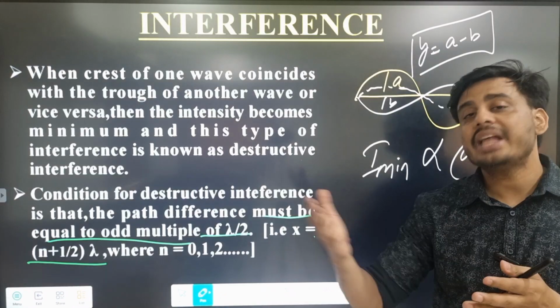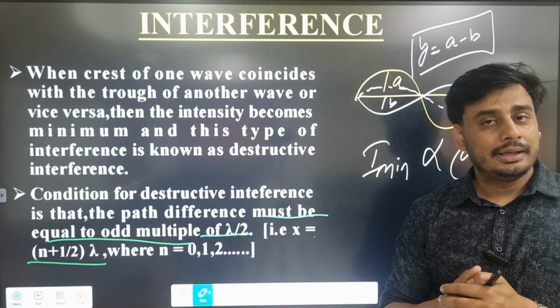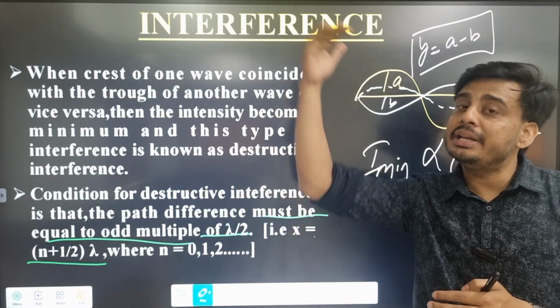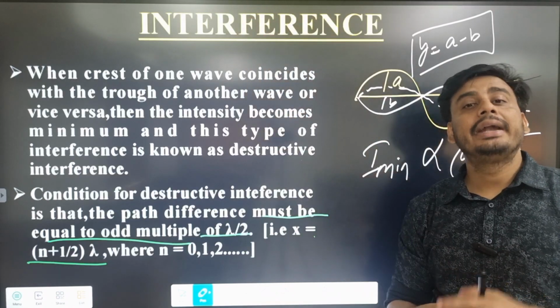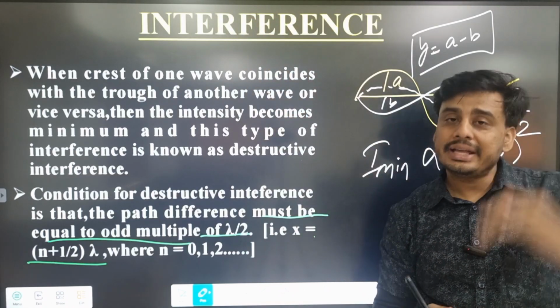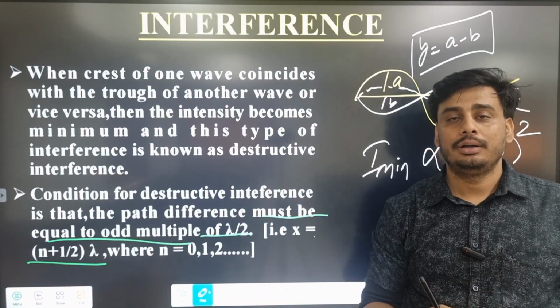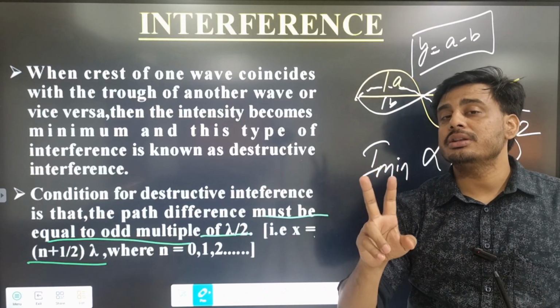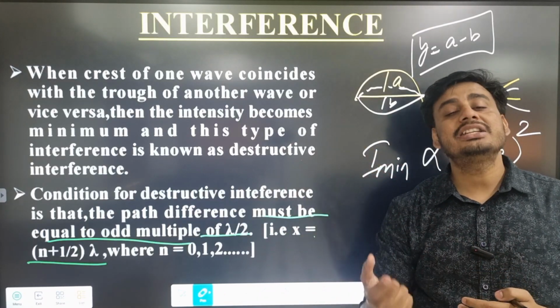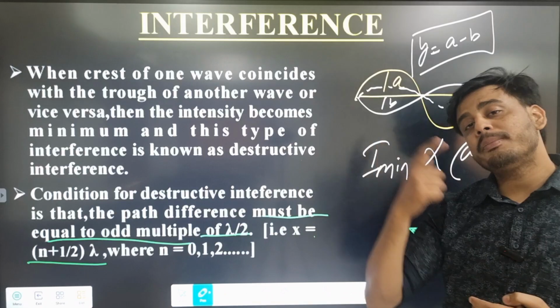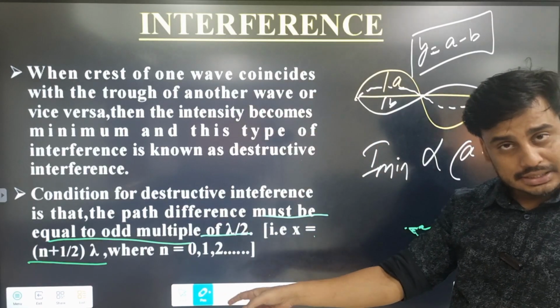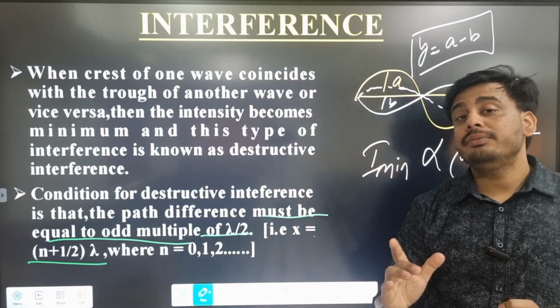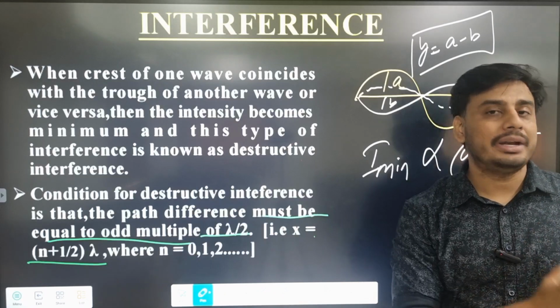And we know that intensity is directly proportional to amplitude square. So intensity in constructive will increase, so it will be maximum. Intensity in destructive will decrease, so it will be minimum. Clear? And one more condition is the path difference. So path difference must be an odd multiple of lambda by 2 here in destructive case, and in constructive, path difference must be an even multiple of lambda by 2.